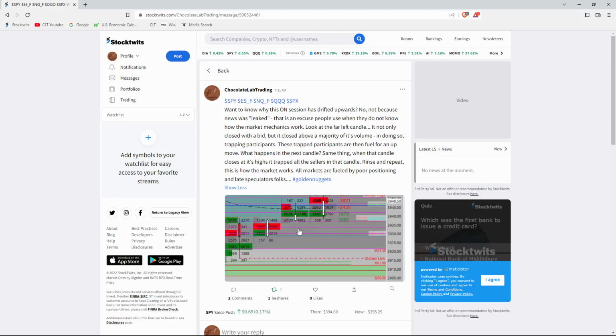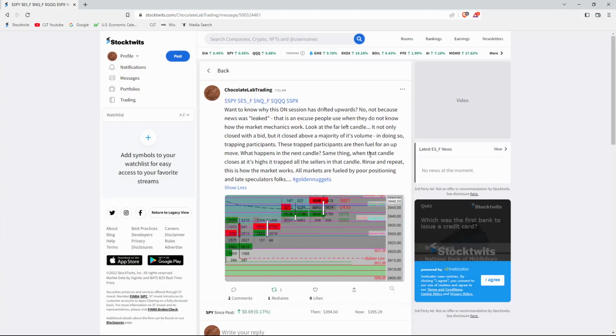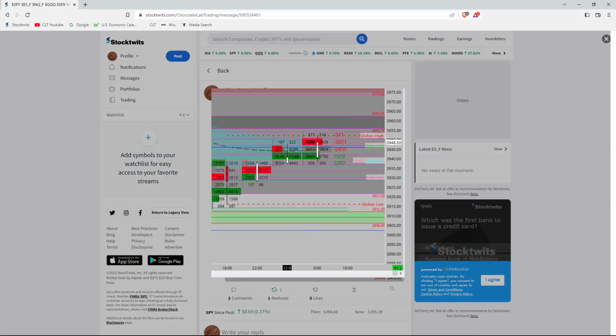But this right here, I said, want to know why the overnight session drifted upwards? No, not because the news was leaked. That's an excuse that people use when they don't understand market mechanics. Look at the far left candle that we have here. Let me just finish reading this. All right, so let's look at this far left candle.